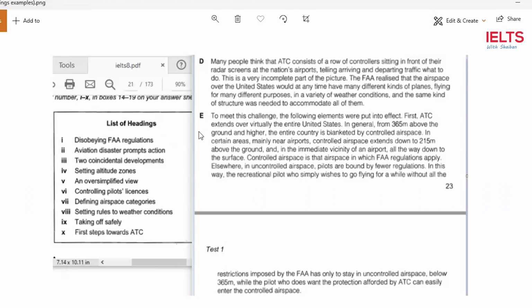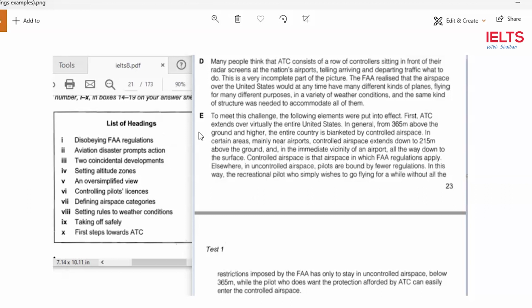First, ATC extends over virtually the entire United States. In general, from 365 meters above the ground and higher, the entire country is blanketed by controlled airspace. In certain areas, mainly near airports, controlled airspace extends down to 215 meters.